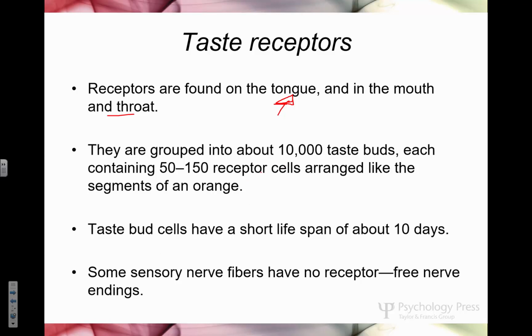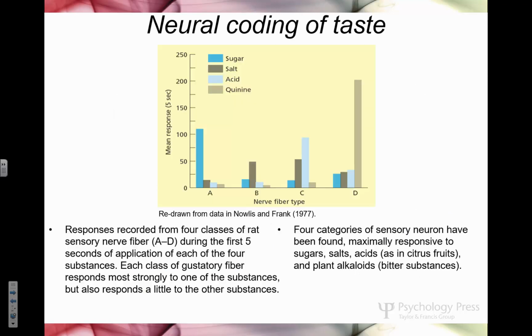You have taste buds, which are actually somewhere around 50 to 150 receptors, right? Taste buds don't live very long. They live about 10 days, and then they get replenished. Not a big deal. They collect that information and send it down the sensory nerve fibers. Now you have sensory nerve fibers for different sorts of tastes, right? You've got sugar, salt, acidic, and then this is quinine, which is bitter, right?